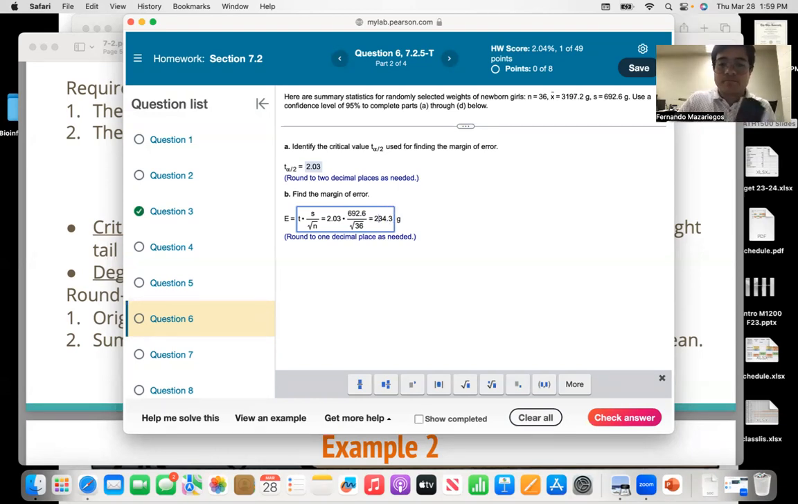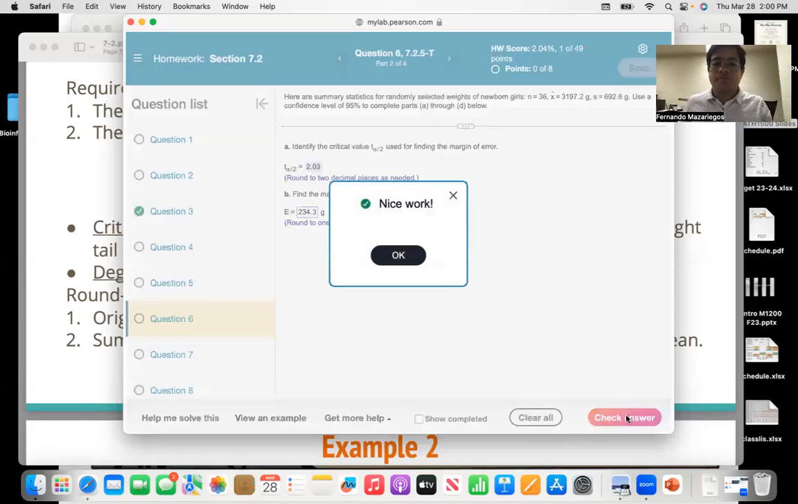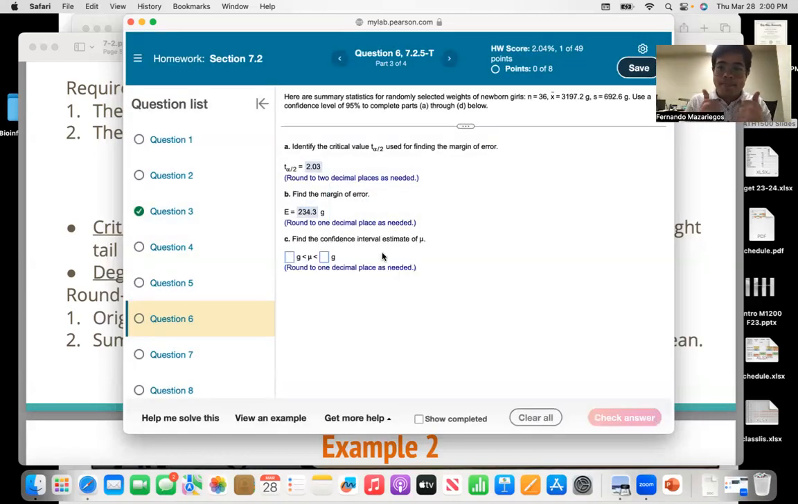234.3. Let's check if this is correct. Nice work. And now we need to find the confidence interval. So it's the same idea.